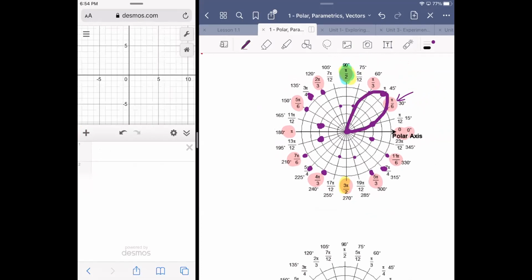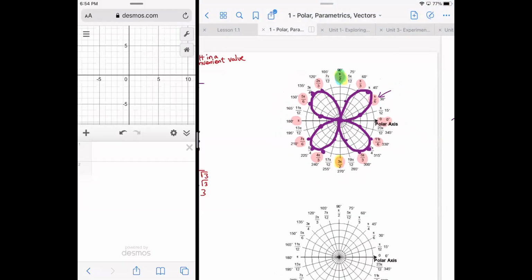So this is going to be a 4-petaled rose. So here's one petal. We just need the other 3. So we're just going to repeat that process. It's in each quadrant. I can't see through my own fingers, so I guess in the grand scheme of things, that's probably a good thing. So you're looking at a graph that's going to look something like that.